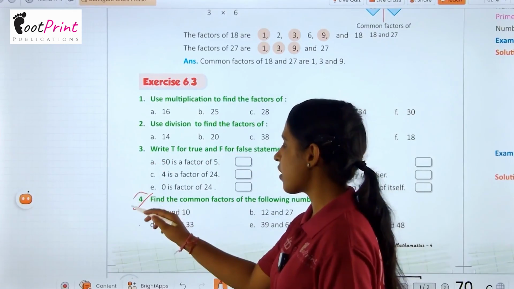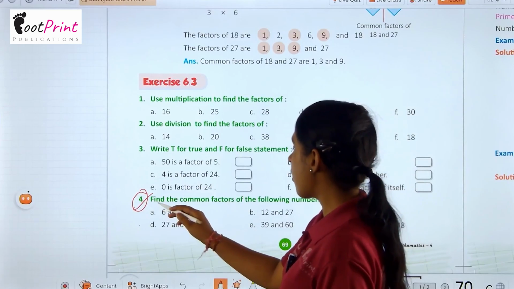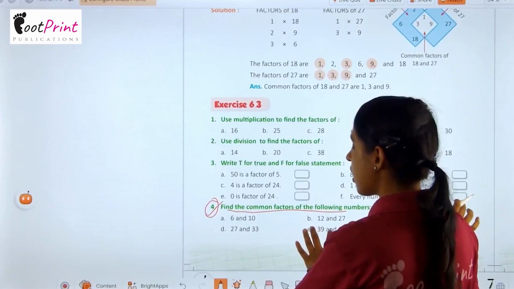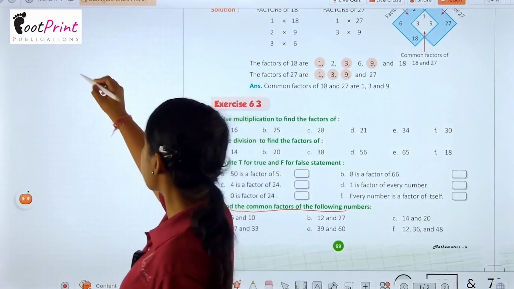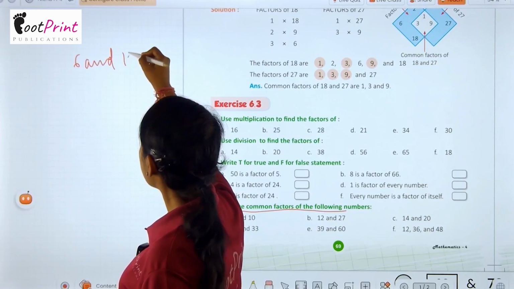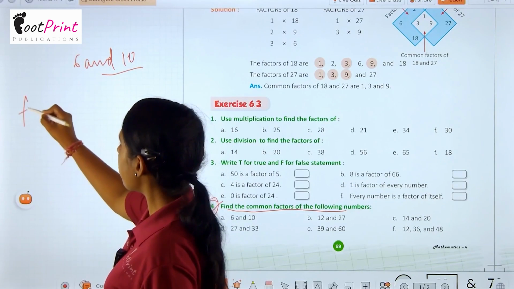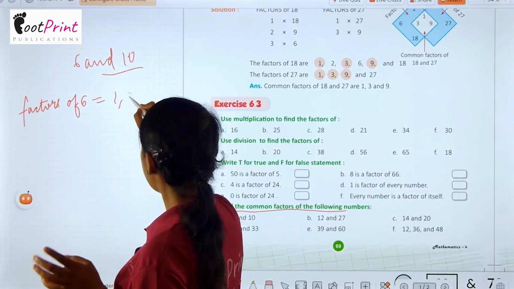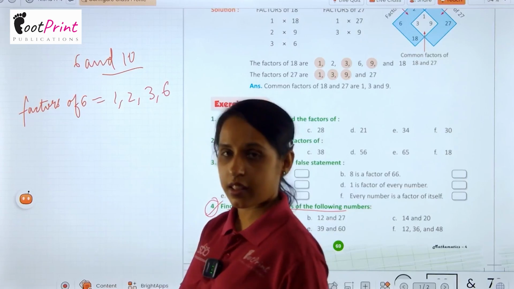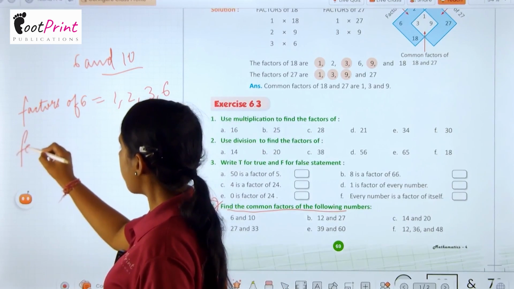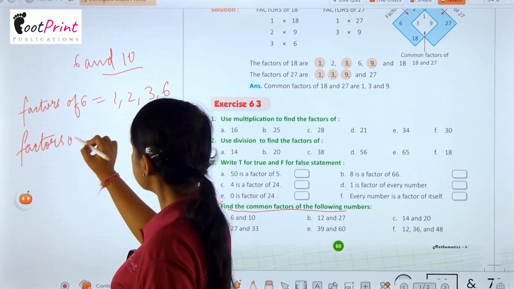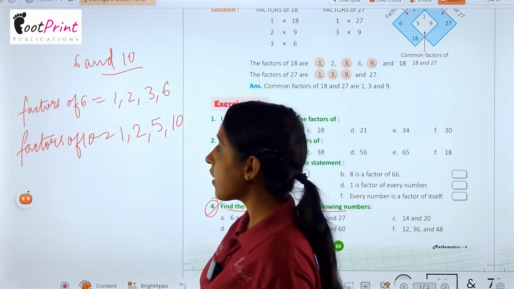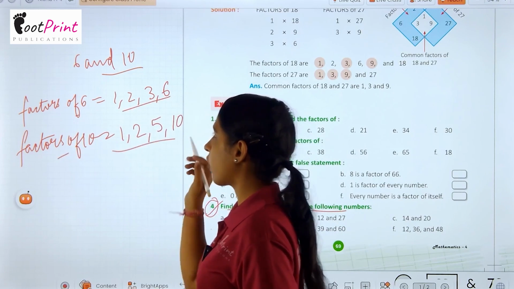Now we will move to the next question, that is question number 4, and the question is find the common factors of the following numbers. We have to find out the common factors of the numbers. So here two numbers are given, 6 and 10. First we write the factors of 6. Factors of 6 are 1, 2, 3 and 6. Okay. Now factors of 10 are 1, 2, 5 and 10. So these are the factors of 6 and these are the factors of 10.